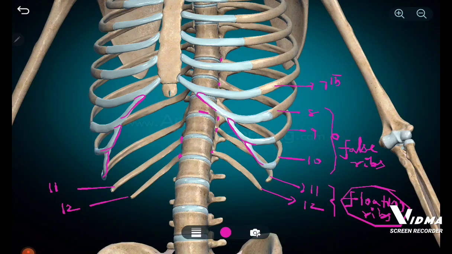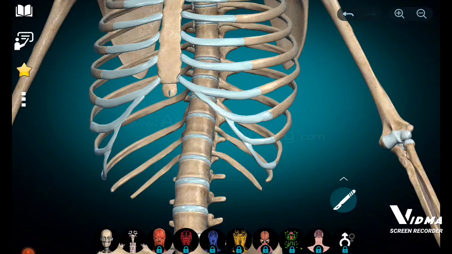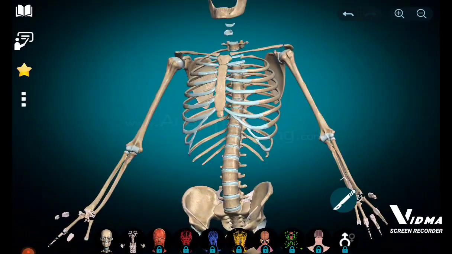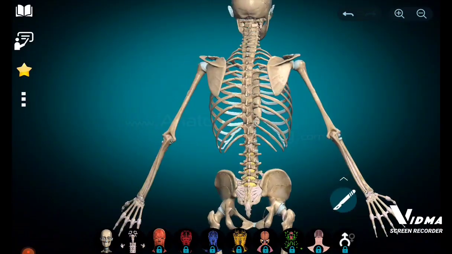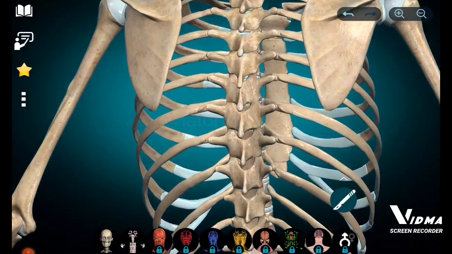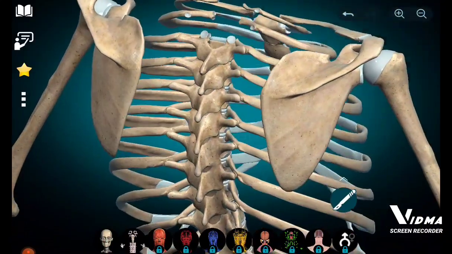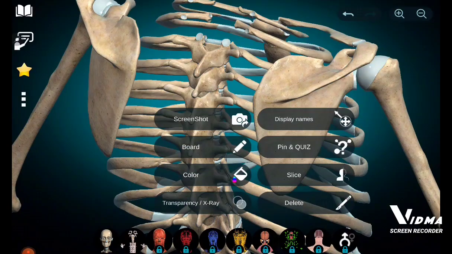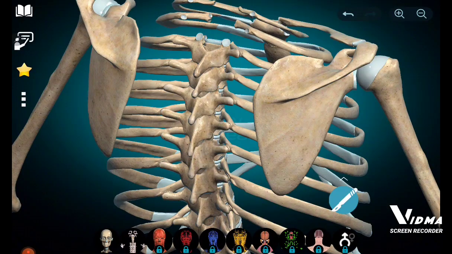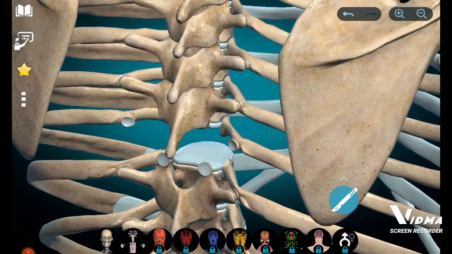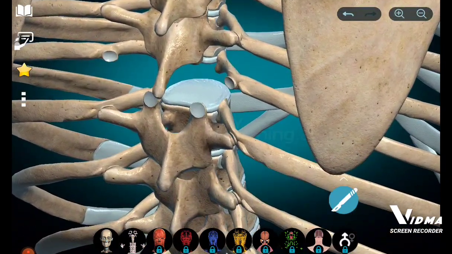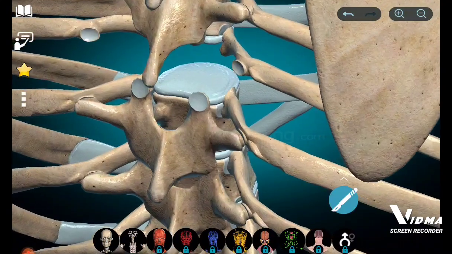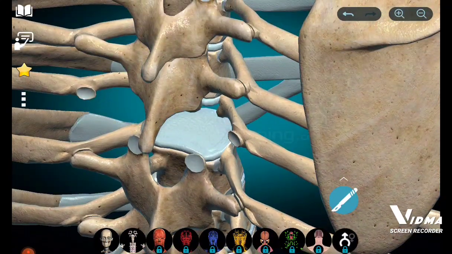Right. So here we'll see ribs having two articulation surfaces on the dorsal side. When a rib is attached to the vertebral column, it contains two articulation surfaces. We can see here, when we are observing the dorsal side, ribs contain two articulation surfaces.